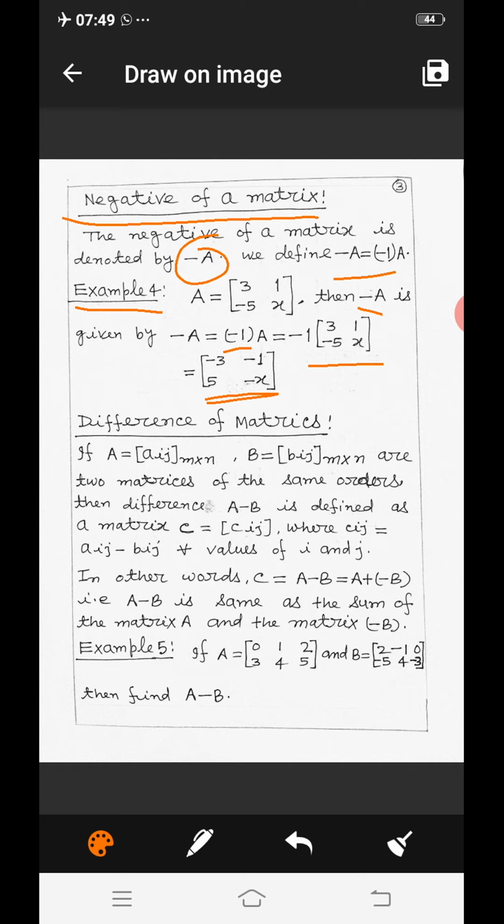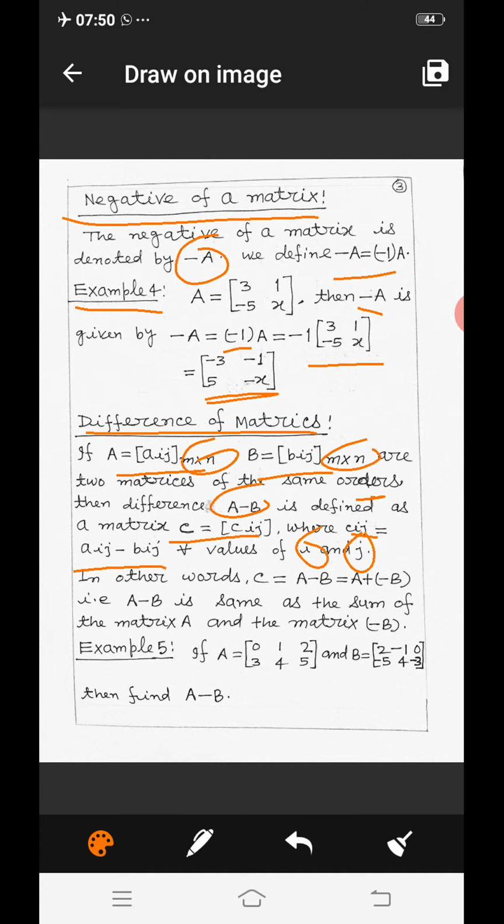Now we discuss difference of matrices. If matrix A equal to Aij and matrix B equal to Bij are two matrices of the same order, that is m by n, then difference A minus B is defined as a matrix C equal to Cij, where Cij equal to Aij minus Bij for all values of i and j.